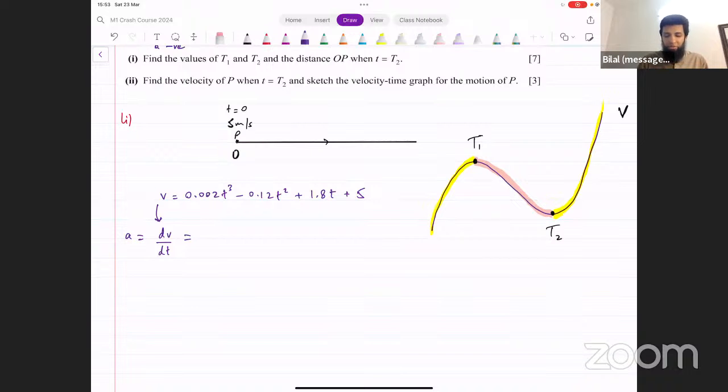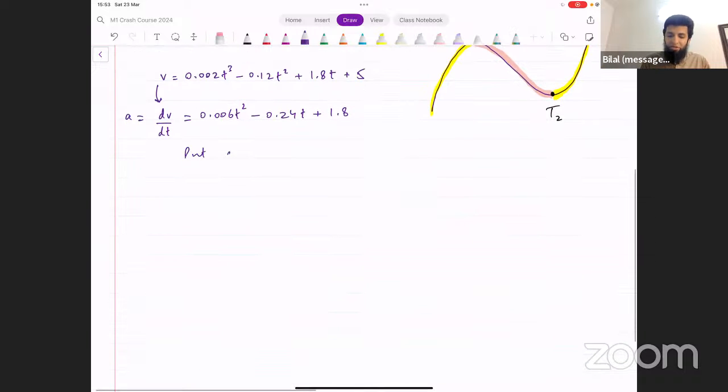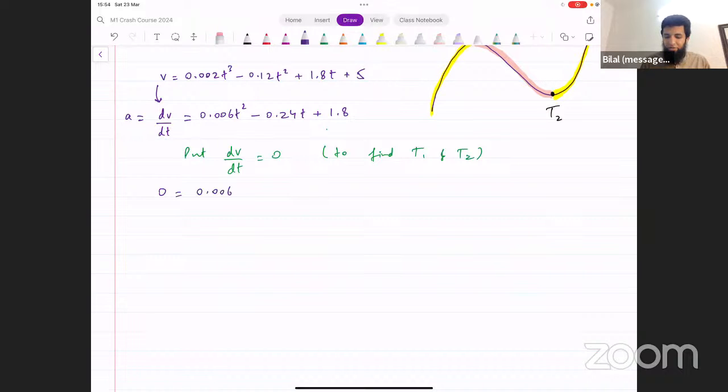Now, how do you differentiate it? 0.002 into 3, that's going to be 0.006 t squared, minus 0.12 into 2, that's 0.24 times t, plus 1.8. That's the derivative. Now you put dv over dt, or acceleration, however you want to think of that, equal to 0. Why? Because you're looking for the turning points. Okay, now put the derivative equal to 0. That gives you this quadratic equation.